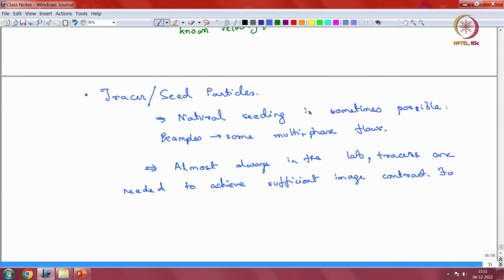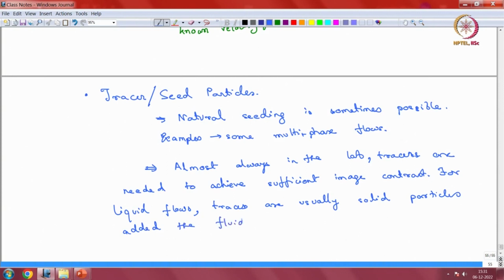And for liquid flows, tracers are usually some sort of solid particles, added to the fluid and mixed well in order to achieve a homogeneous distribution. This homogeneous distribution is obviously very important.